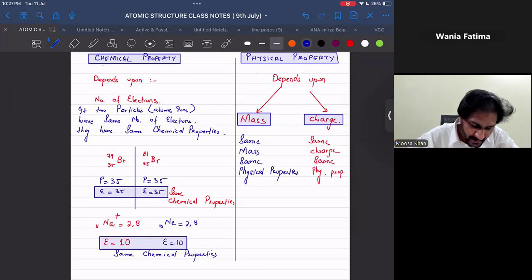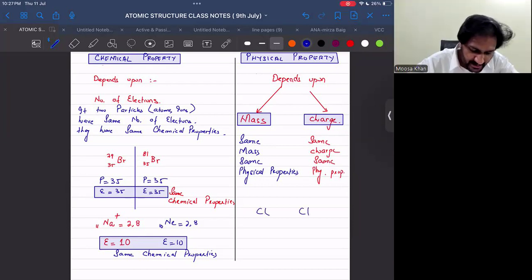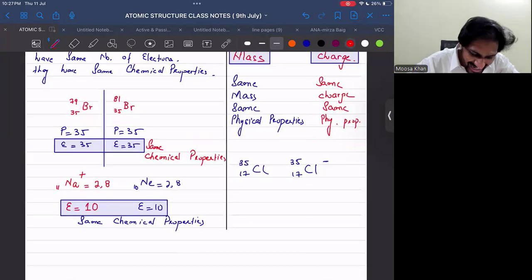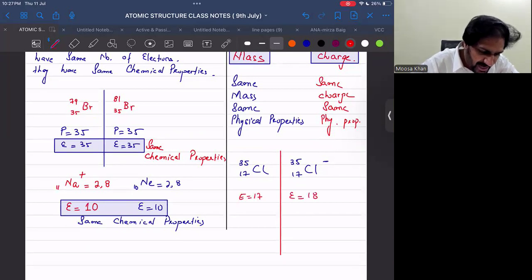ओके. For example, we have chlorine with the mass number 35 और एक क्लोराइड आयन है, ठीक है, और इस पे भी 35 है. अच्छा, एटॉमिक नंबर दोनों का 17 है, राइट? तो क्या इनके नंबर ऑफ इलेक्ट्रॉन्स इक्वल है? If we see the chlorine atom, it has 17 electrons and the chloride ion has 18 electrons. So they have different chemical properties. Chemical properties तो number of electrons देख के हमने decide कर ली, right? What about physical properties? अब physical properties में they both have same mass number. Both have 35 mass number.